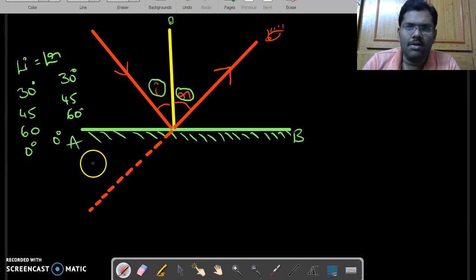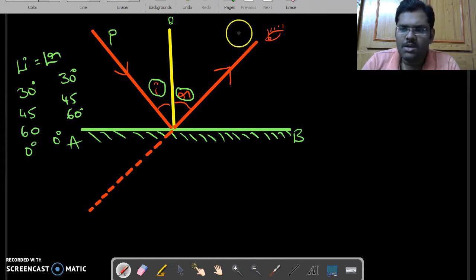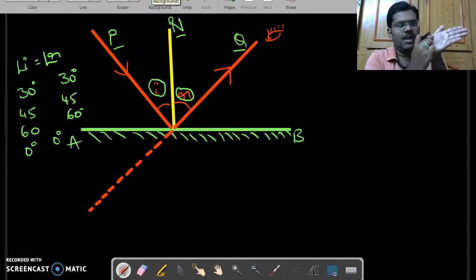And what is the second law? Second law, just now I told that this incident ray is considered as P, the reflected ray as Q, and the normal as N. Now the incident ray, the normal, and the reflected ray, all these three lie in the same plane. That means incident ray, reflected ray, and normal lie in the same plane.